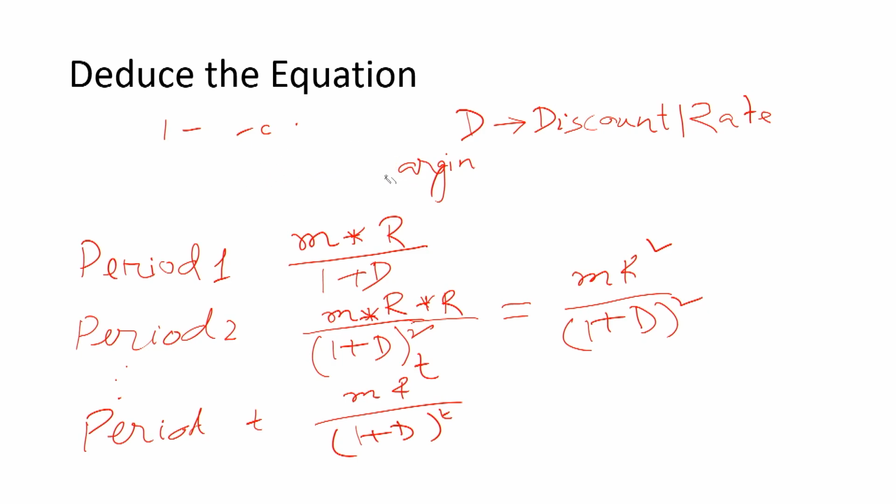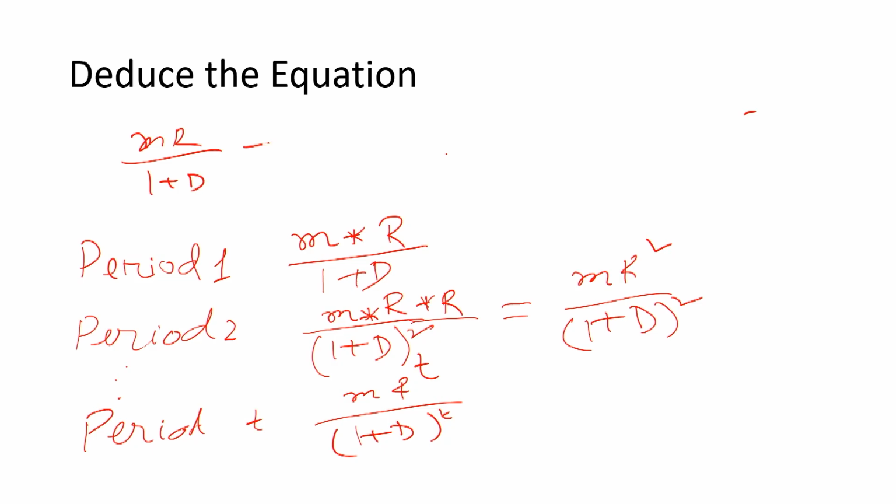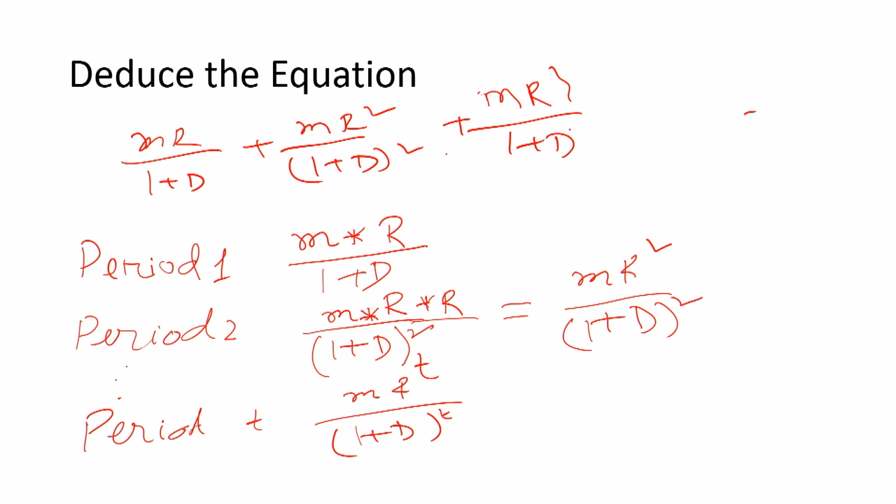So, what will be the overall value? The summation of all these values in period 1, period 2 and period T, right. So, overall value will be the first value, that is MR divided by 1 plus D, plus MR square divided by (1 plus D) whole square, plus MR cube divided by (1 plus D) whole cube, plus, if I put it in infinite space. So, this is the CLV of an average customer.